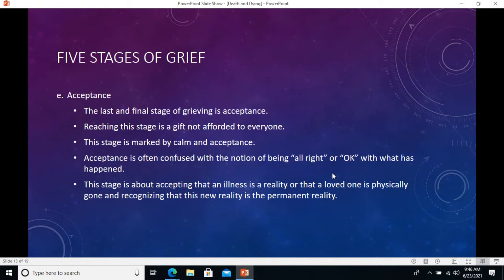And there's no timeline where patients or family members should be meeting these different stages of grief. Everyone is different. And years later, they still may not be at the end stage of grief. And that's okay. Everybody has a different story, right? And everybody kind of processes and goes through grief in their own way.